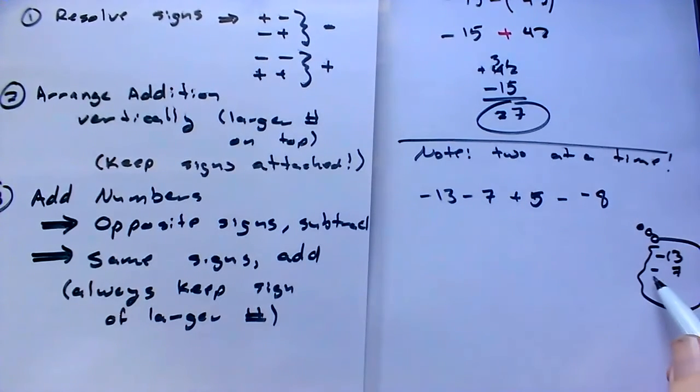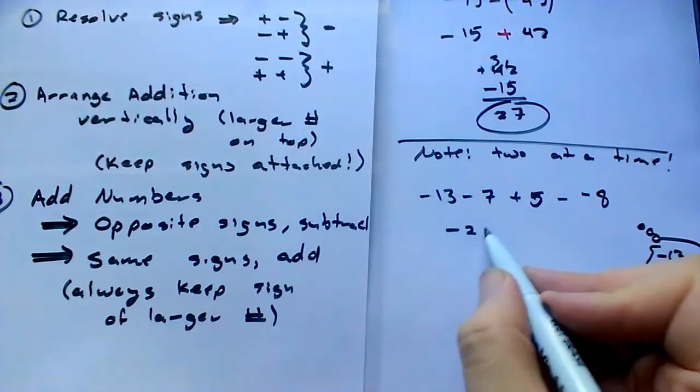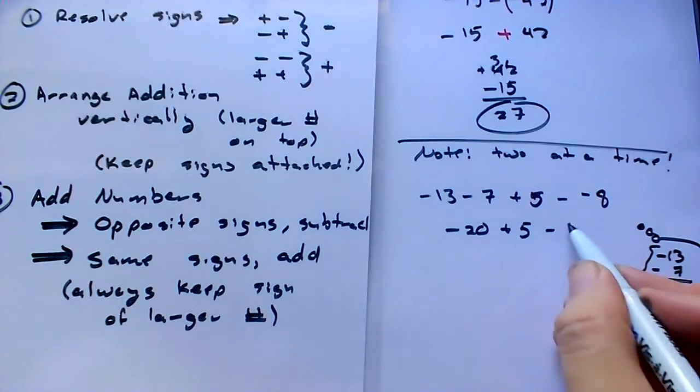Didn't need to resolve that. I didn't have 2 signs there. Both of these are the same sign, so I add. 13 plus 7 is going to be 20, and I keep the sign, so I've got negative 20 plus 5 minus that negative 8.